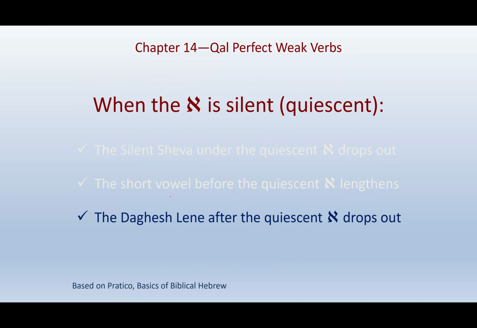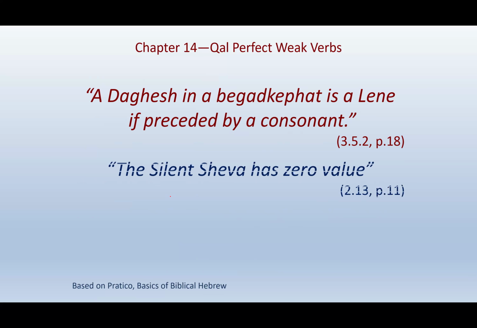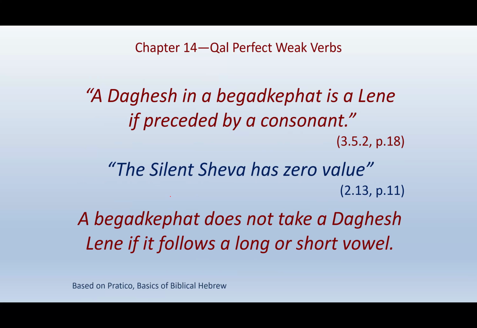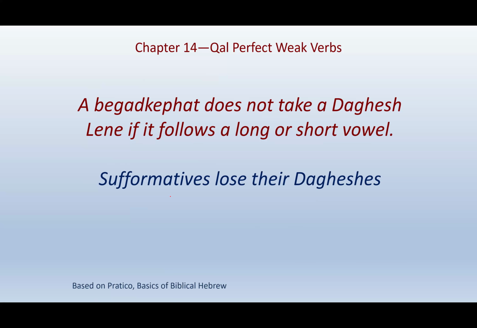And then lastly, the dagesh lene after the quiescent aleph drops out. A dagesh in a begadkefat letter is a lene if preceded by a consonant. So that was in chapter 3, page 18. The silent shva has zero value. That was actually in chapter 2. A begadkefat letter does not take a dagesh lene if it follows a long or short vowel. Okay, it's the same thing here: it does not take a dagesh if it's after a long or short vowel. So suffix afformatives lose their dageshes. The tav with a dagesh becomes a tav without a dagesh. And in modern Hebrew, we pronounce those the same. In the old traditional pronunciation, this would be a T sound, and this one would be a TH sound. But in modern Hebrew, they're both T sounds. So it doesn't change in the pronunciation. We just don't have the dagesh there.